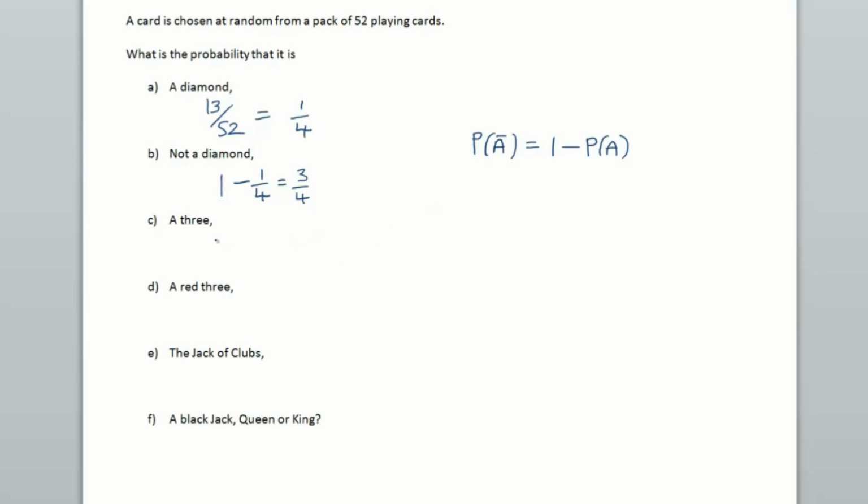is 1 take away the probability that A does occur, whatever A might be. What is the probability that it's a 3? Well, how many 3s are there in a pack of cards? There are 4 of them. 4 over 52. Always simplify your fractions. I will qualify that when we come to tree diagrams. Don't simplify maybe until the final answer that you're looking for. We'll make that clear when we get there.